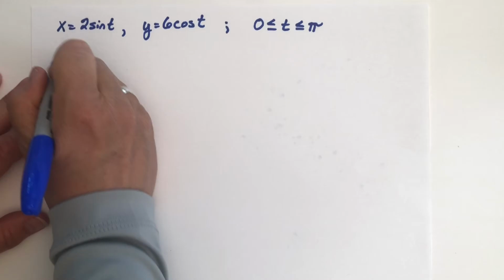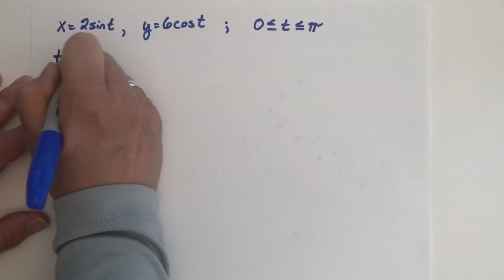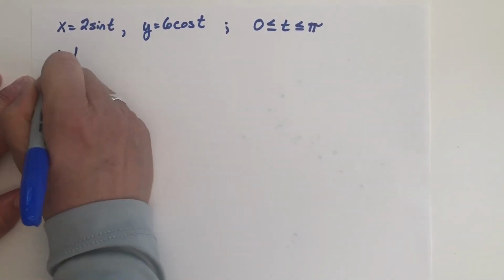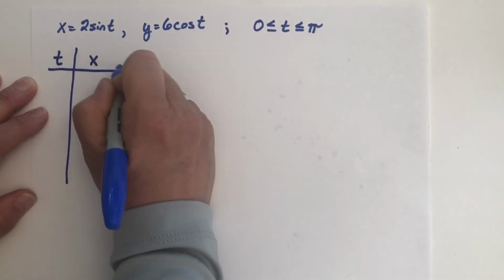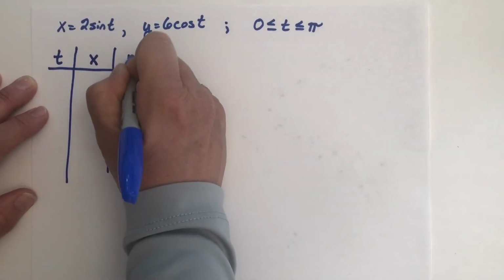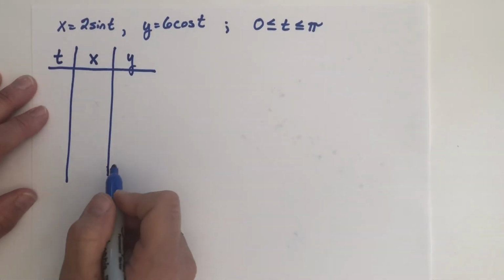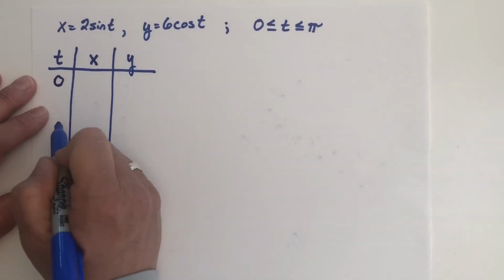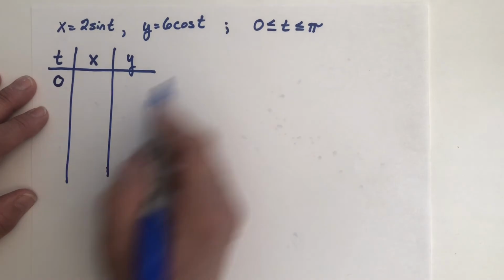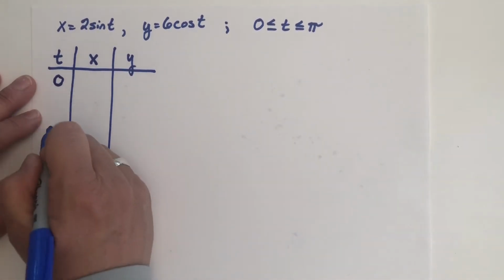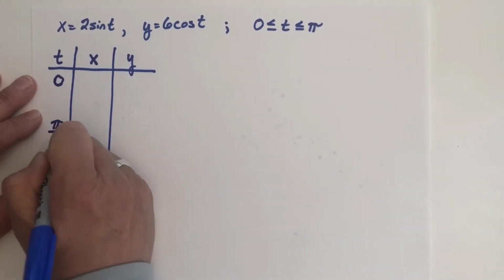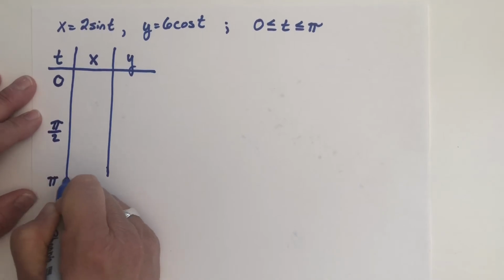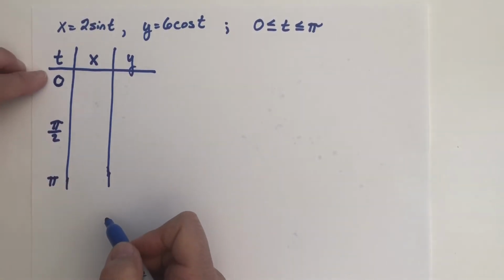Well, let's find some values. We're going to put in values for t, and we're going to find the corresponding x and y values. So I'm going to put in some values that we can calculate easily. So let's put in 0. Let's see, we're going from 0 to pi. So I'm going to put in 0 and pi over 2 and pi. Those for sure. Let's use a value between these.